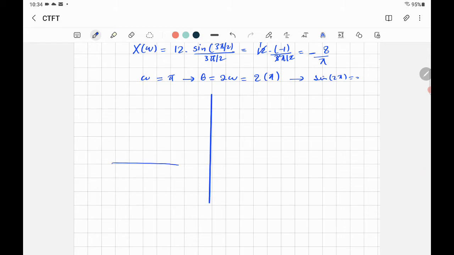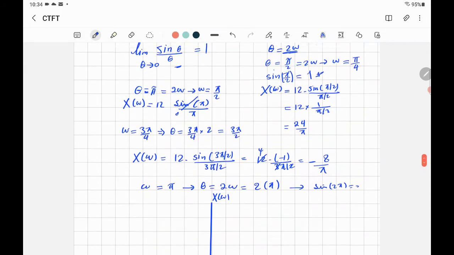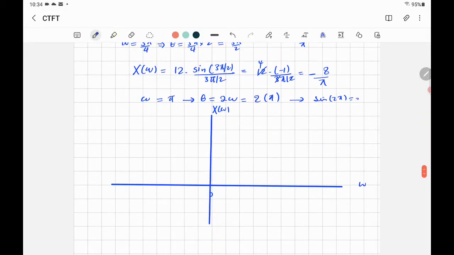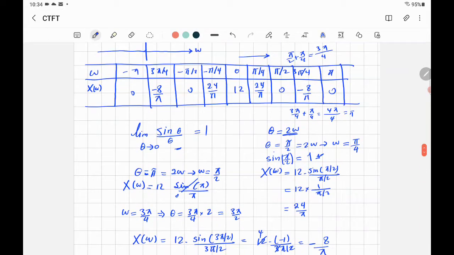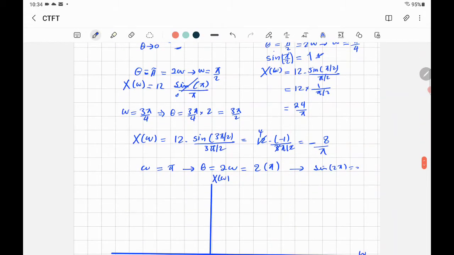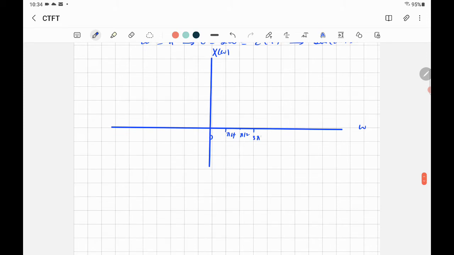So that's omega, and that's X of omega. Start from 0. I think we're doing omega changing every pi over 4. So we have pi over 4, pi over 2, and then 3 pi over 4, and you have pi. We can continue, but let's just focus on this one.